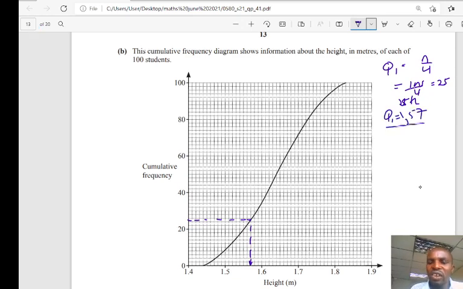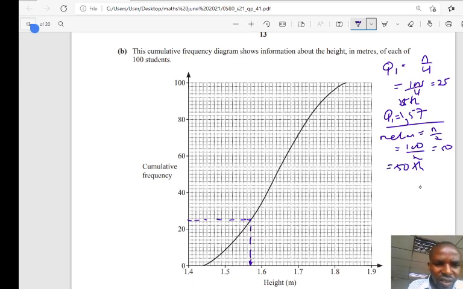Let me just calculate everything. Then the median. The median is halfway, which means it's n over 2, which is 100 over 2, which is equal to 50. So the 50th value is the median. Right, find 50 here. 40, 42, 4, 6, 8, 10. So the 50 box is here.